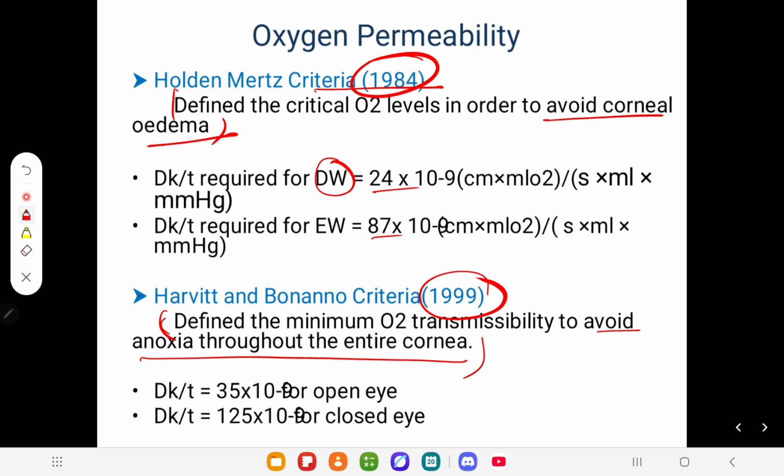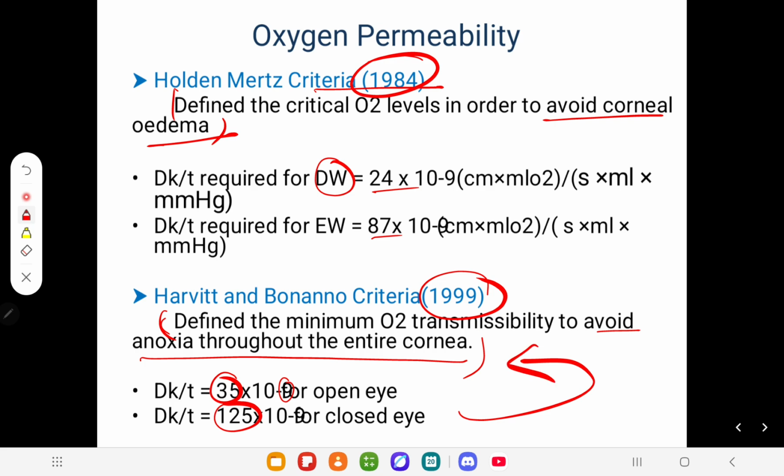In the Harvitt and Bonanno criteria, it is 35 Dk/t for the open eye condition and Dk/t of 125 for the closed eye condition. So it's not about daily wear or extended wear. It's about open eye condition and closed eye condition, 10 to the power minus 9. Let's remember this point. For the open eye condition, we need to have Dk/t of about 35, and for the closed eye condition we need to have Dk/t of 125, so that there will be no anoxia throughout the entire cornea.